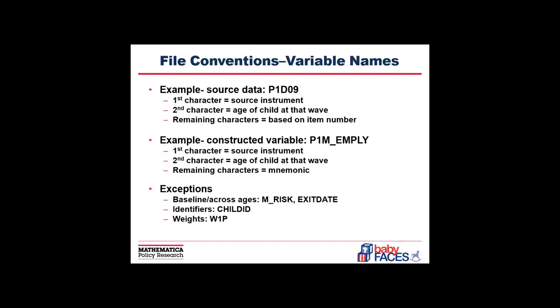In general, all constructs derived from a given source maintain the same prefix as the source. Some construct variables, however, combine information across data collection points and/or several sources, and are not associated with any prefixes, such as M_risk. M_risk is the baseline maternal risk variable and is set equal to the first point at which maternal risk is available. A few exceptions that do not follow these conventions include identifiers, such as child ID, or weights, such as the weight W1P.